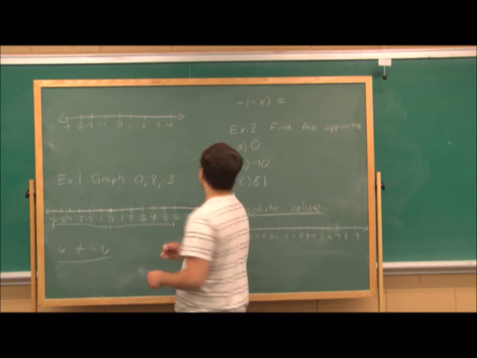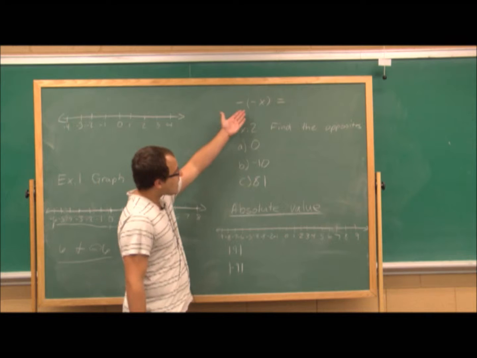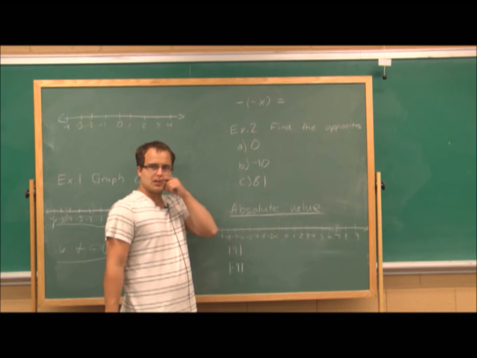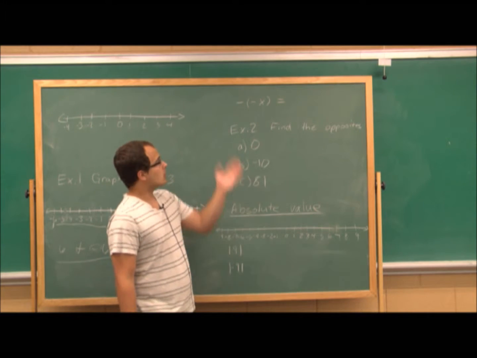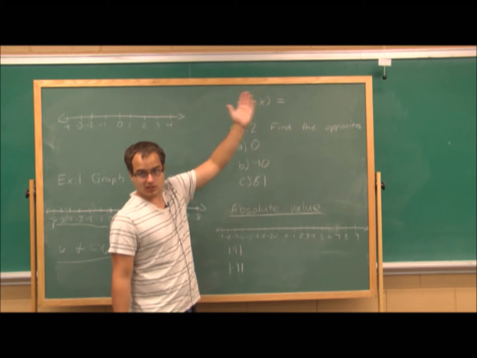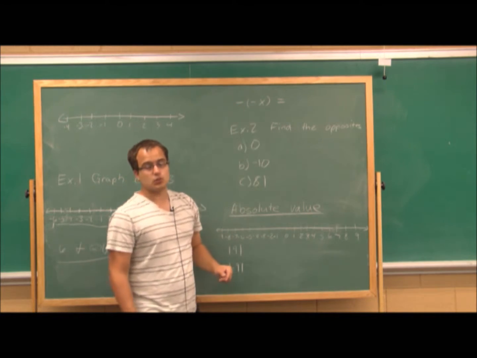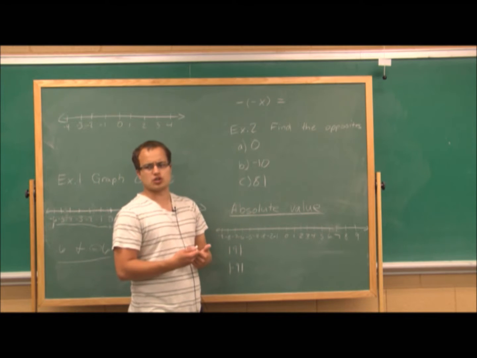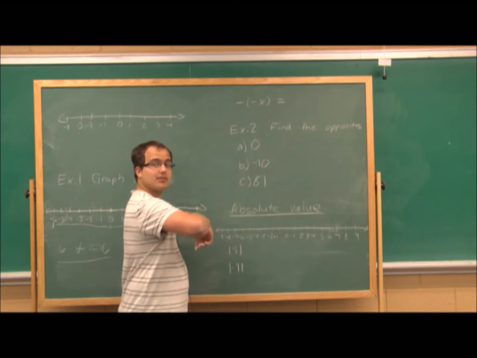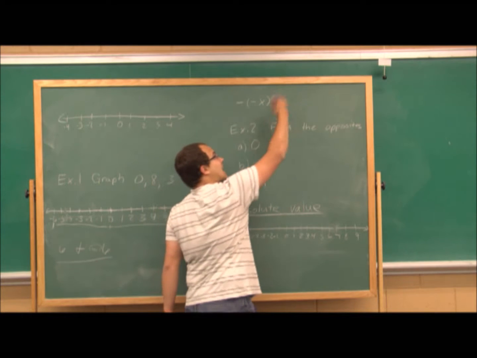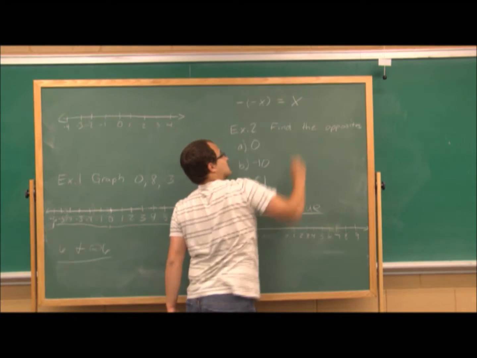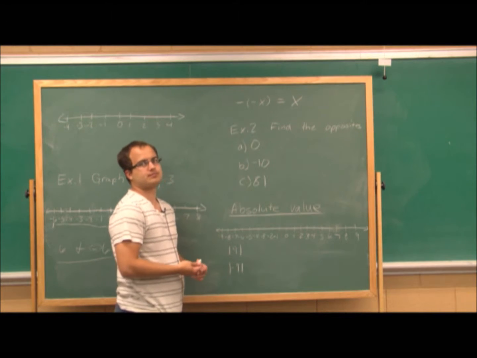And now if we go on to something like negative x, what does that really mean? Well, this negative means the opposite of x, so that's -x. But if we take the opposite of an opposite, we end up right back where we were, don't we? So negative x, or negative any number, is just that number.